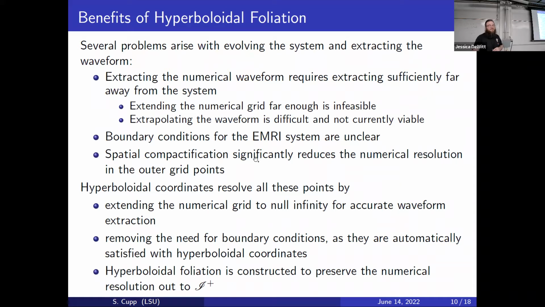And then spatial compactification by itself significantly reduces the numerical resolution in the outer grid points, right? We've compressed all space out there to be on our grid, and if we don't do something clever, we're going to lose resolution, generally speaking. So hyperboloidal coordinates resolve these by extending the numerical grid to null infinity for accurate waveform extraction. Of course, we don't have to extrapolate if infinity is just on our grid. And then we remove the need for boundary conditions because they're automatically satisfied with hyperboloidal coordinates.